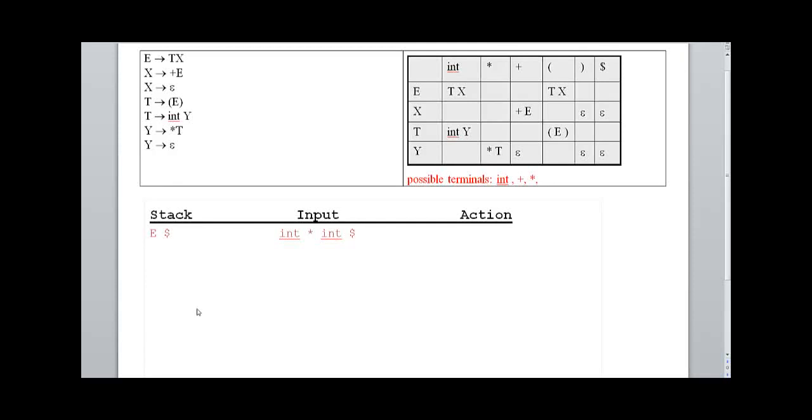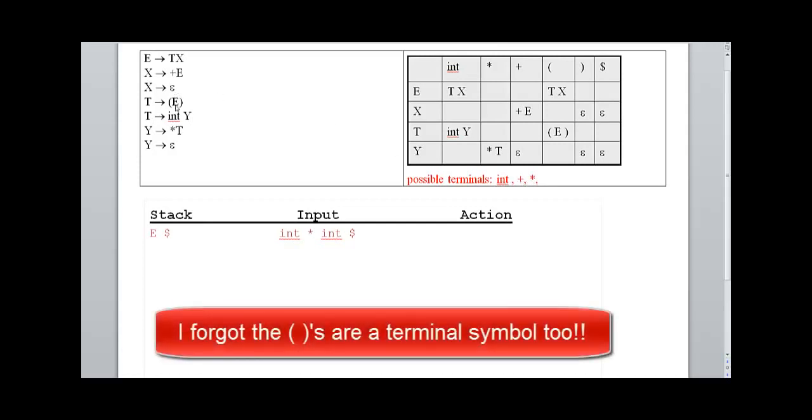This was the first example of using a parse table to solve for a specific input. I'm going to do it step by step, but there were a couple of things I noticed here that the book doesn't cover. One interesting part is you have to make sure that you identify the possible terminals in the grammar that they give you. Notice I found int, the addition sign, the multiplication sign. Really, the empty set is not a symbol.